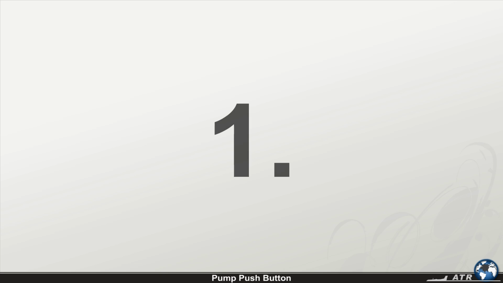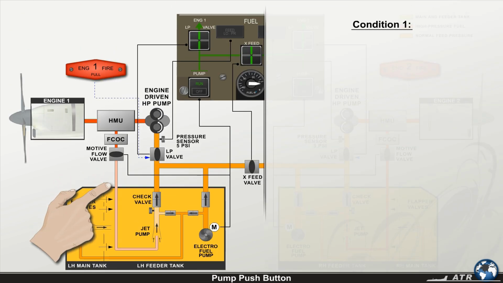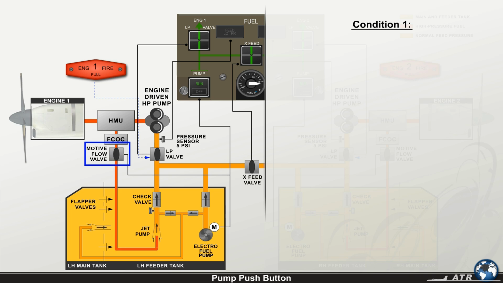First, when the jet pump output pressure is below a certain value, for example, during the engine start sequence, the electrical fuel pump is automatically activated. The jet pump motive flow valve is controlled open, but remains closed until sufficient pressure is available.